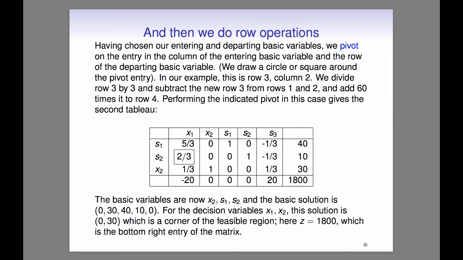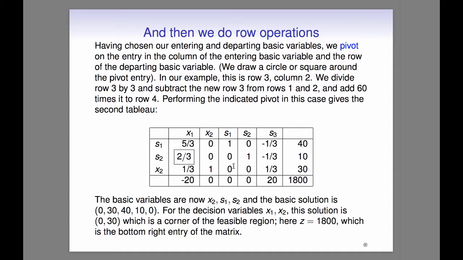Okay, and now we have to do some matrix operations. So what we do is we take that number that we circled or squared, we divide each row by that number in order to convert that number into a 1, and then we use that 1 to eliminate everything else that's in that column. This is one of the standard matrix operations that you're used to using in the Gaussian algorithm, assuming you've seen the Gaussian algorithm before.